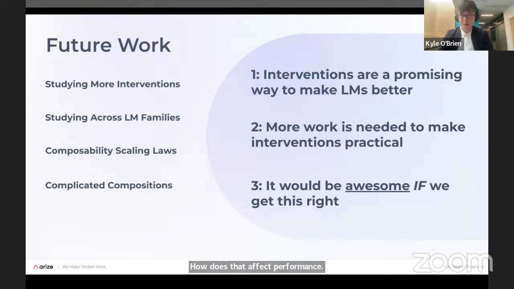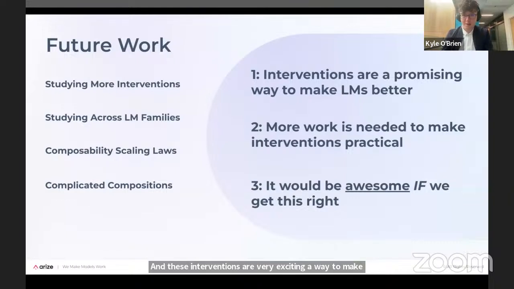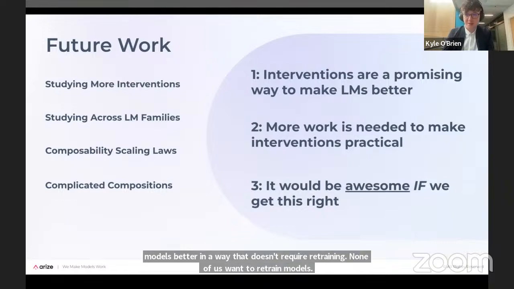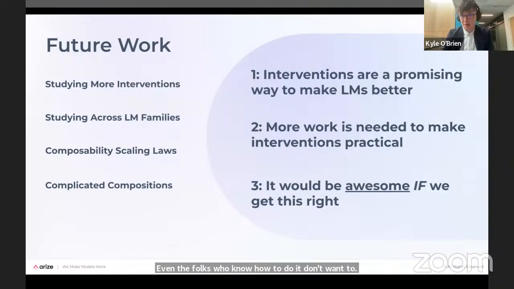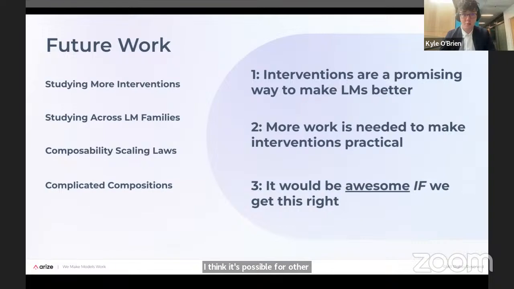And all this together can be broadly characterized, and maybe my motivation for this work, if I had to sum it up, would be: these interventions are a really exciting way to make models better in a way that doesn't require retraining. None of us want to retrain models. Even the folks who know how to do it don't want to. But much more work is needed to make them practical. We have seen success with compression and interventions being widely used. I think it's possible for other interventions, such as editing and unlearning, to be just as practical.